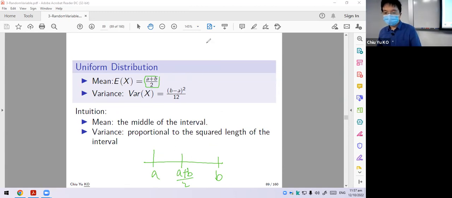And for the variance, if the gap between A and B is bigger, the variance is larger, which is normal. As I said last class, I don't have a good intuition why the denominator is 12, but the math tells you it is 12. If you look at the proof, you will see why, but it happens to be 12, okay?